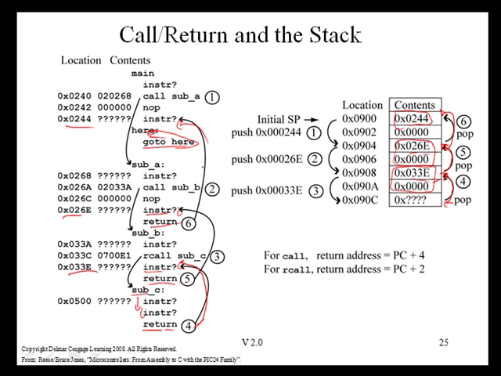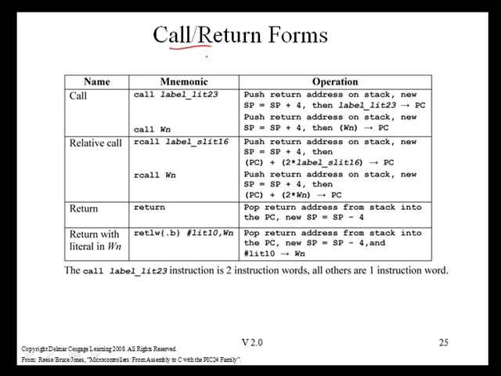So this is an illustration of how the stack is manipulated during call and return. Here are the various forms of the call return instructions. Here we're going to do call to some label. Here we do rcall some label. These will be the forms that we use in all of our examples.